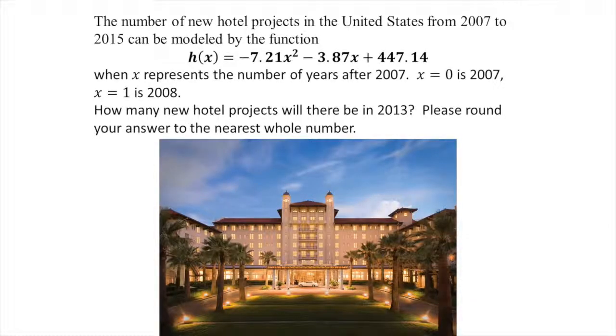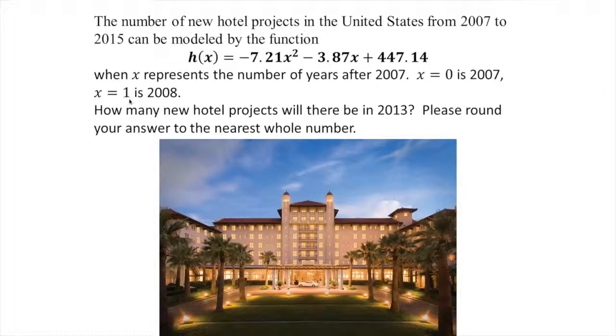We're going to get into a lot more real-life application now. On this one, the number of hotel projects in the United States starting in the year 2007 all the way to the year 2015 can be modeled by this function. This is the function h of x is equal to this function right here. The important part here, and it always gives you a little key, is that x is the number of years after 2007. So in 2007, x is 0.